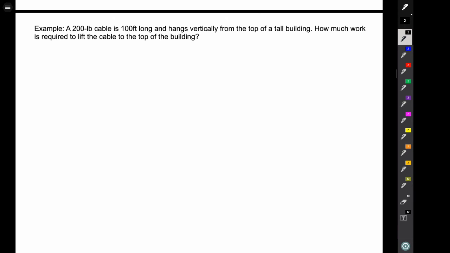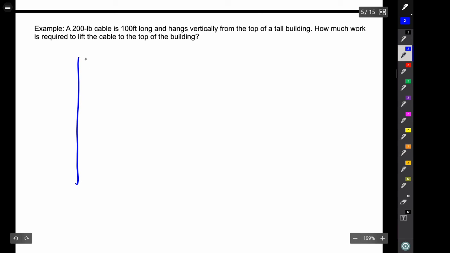So when we're looking at a problem like this, there's no formula to use in this one. So we want to try and set up the situation. So let's say here's some really tall building, right? So here is, I'm just going to write building.